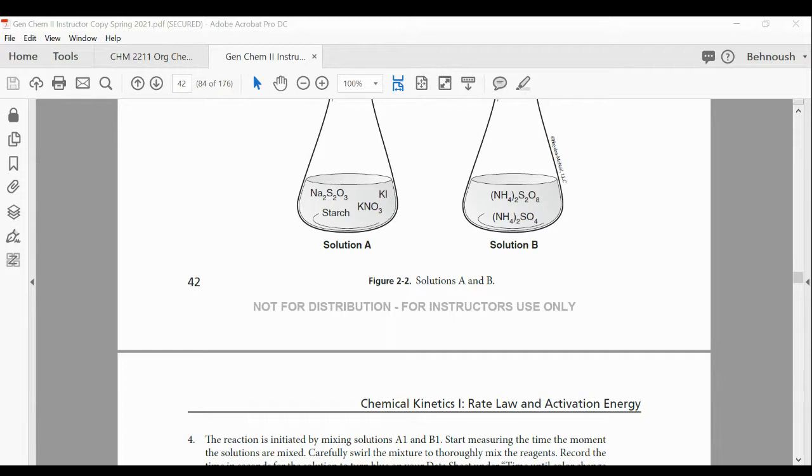Please read the experiment carefully, especially the parts that ask how to do the calculation, so you don't get in trouble for the calculation.